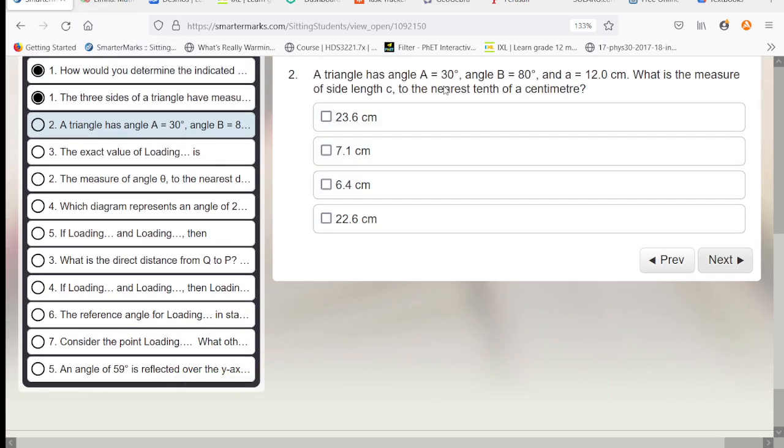A triangle has angle A is 30, angle B is 80, and side A is 120. What is the measure of side length C to the nearest tenth of a centimeter? So we're only given one side. Cannot use the cosine law. This has to be a sine law problem. If we want side C, we need angle C, which was not provided. But we know that the three angles add up to 180. So angle C has to be a 70-degree angle.